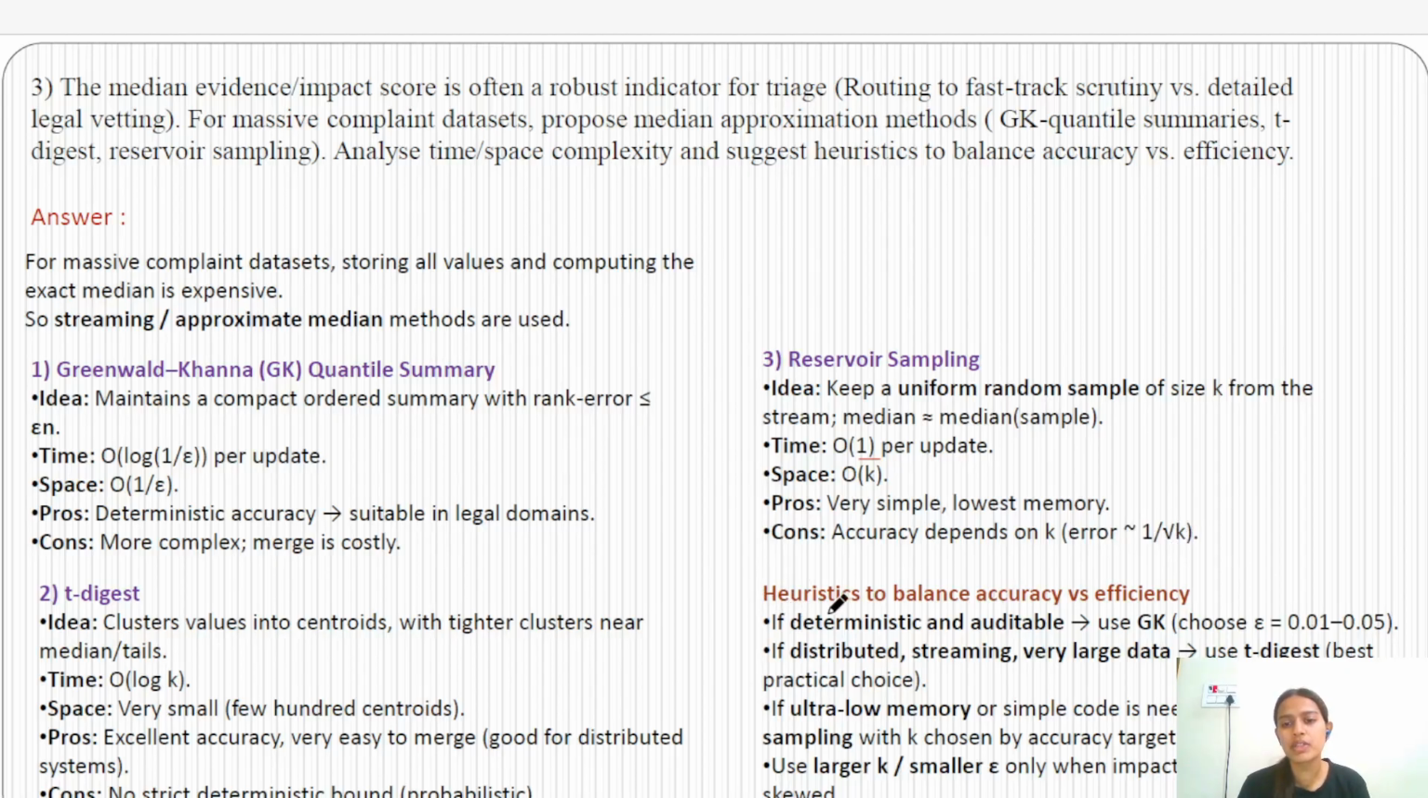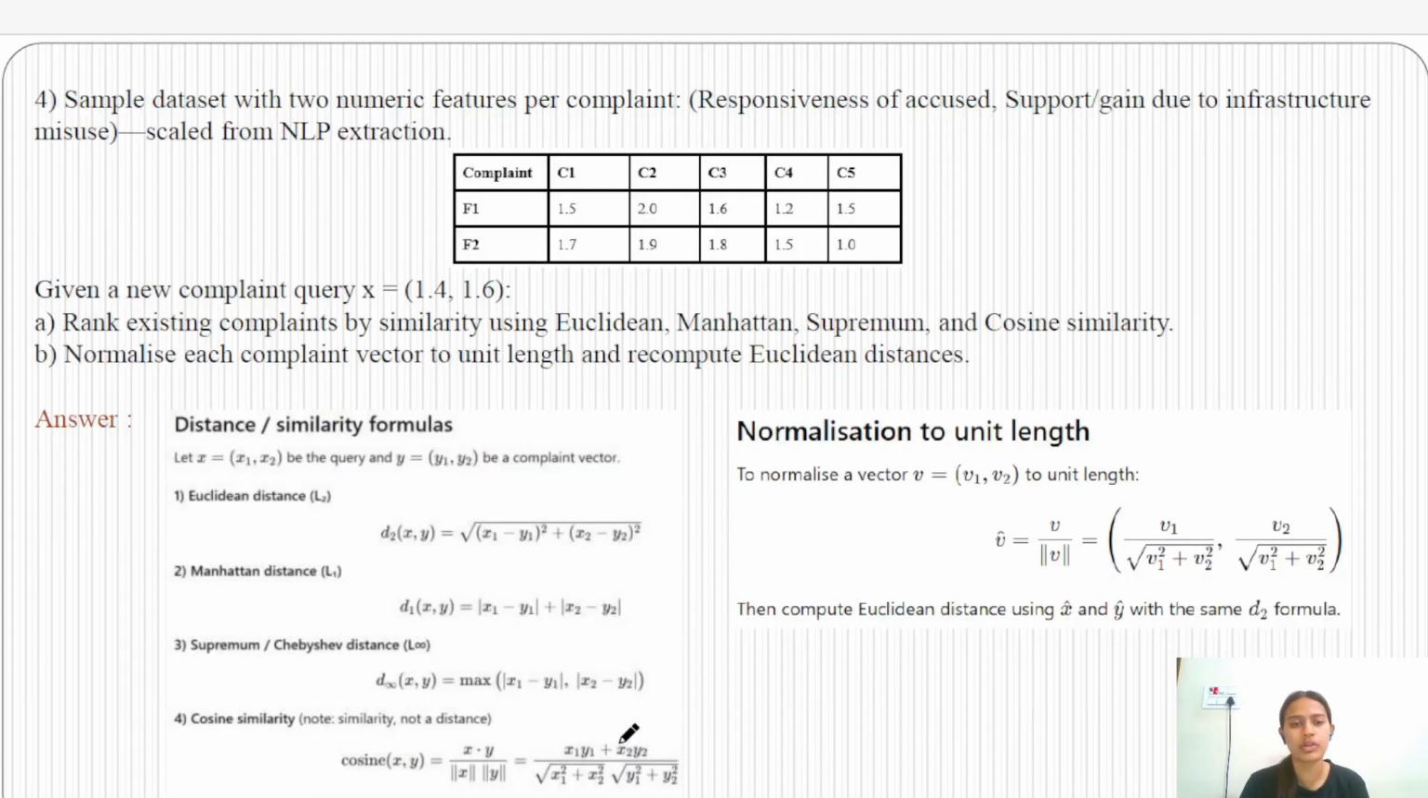Now, heuristics to balance accuracy versus efficiency. If deterministic and auditable, use GK. If distributed, streaming, or very large data, use T-digest, the best practical choice. If ultra-low memory or simple code is needed, use reservoir sampling with k chosen by accuracy target. Use larger k or smaller error bound only when impact scores are highly skewed.